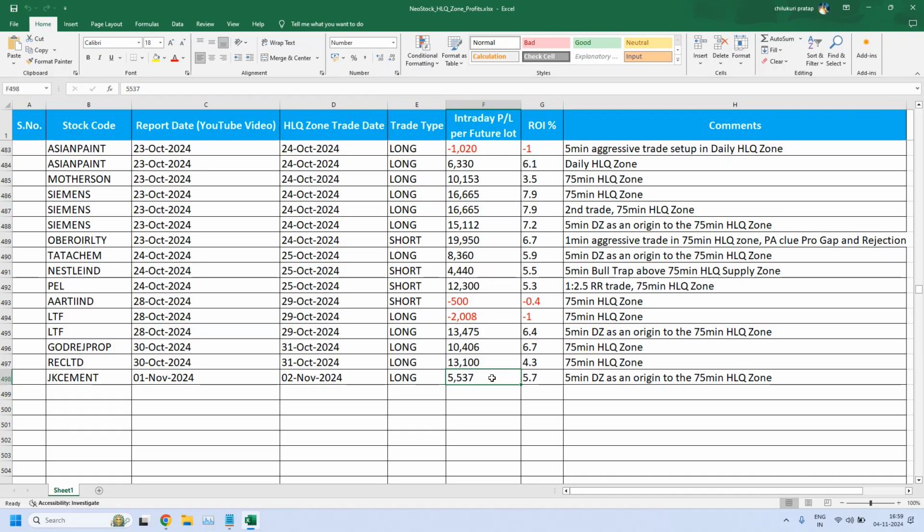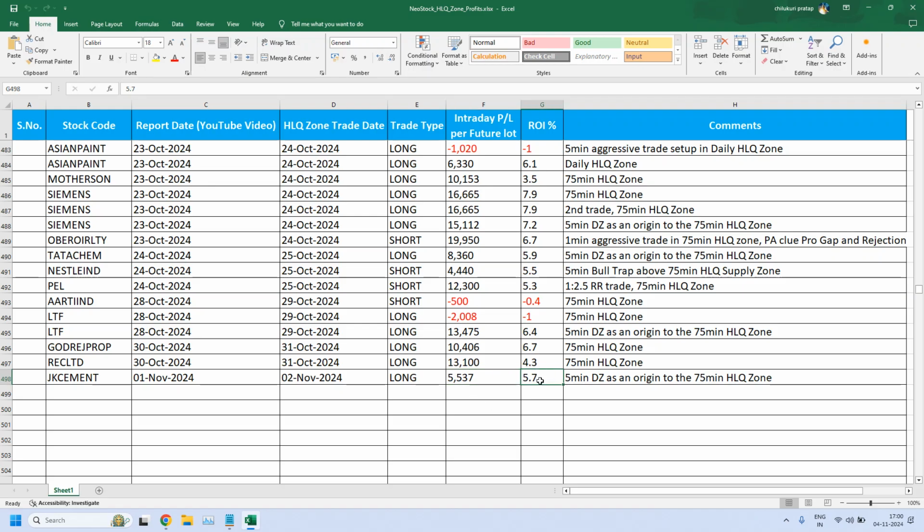Generally one future's average margin cost is between 1.5 lakh to 2 lakhs for many stocks. Of course, there are a few stocks above 2 lakhs or up to 3 lakhs. There are a few rare stocks. And also there are a few stocks where the margin cost is less than 1 lakh. JK Cement is one example. Its margin cost is less than 1 lakh. That's why you would have got two futures. With the 2 futures, you would have gained 11,000 rupees profit.